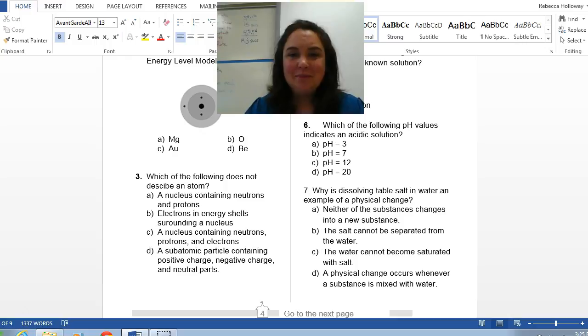Number 6. Which of the following pH values indicates an acidic solution? A, pH 3, B, pH 7, C, pH 12, or D, pH 20. Which of the following pH values indicates an acidic solution?